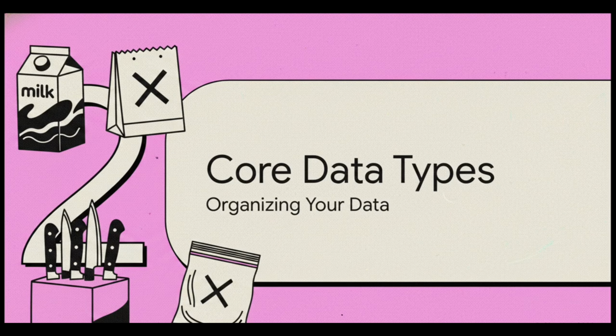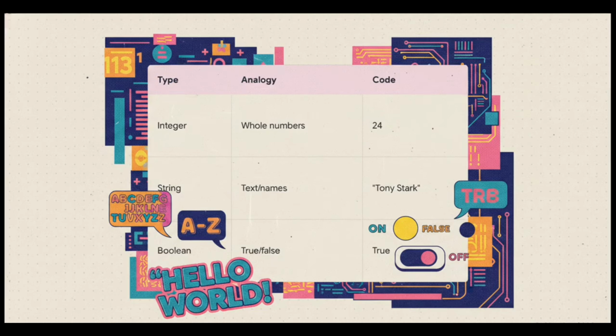Section 2, Exploring Core Data Types. Okay, so we know how to label our boxes now, but what about the ingredients themselves? Just like you wouldn't pour liquid milk into a fragile paper bag or store sharp knives in a flimsy plastic Ziploc, in coding, the container's rules have to match the item inside. Let's demystify the 3 core data types you're going to encounter in almost every single programming language.